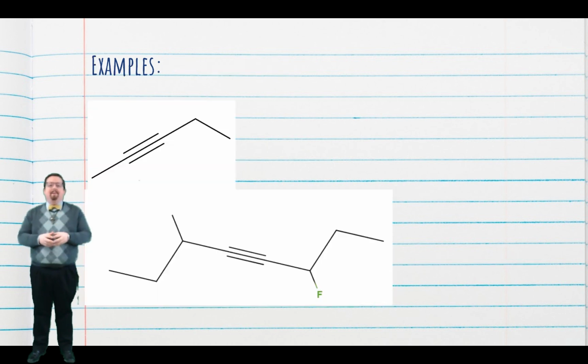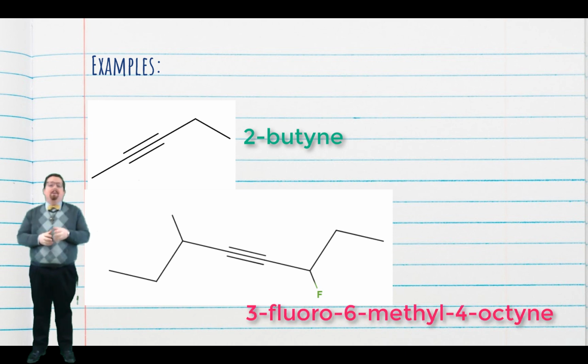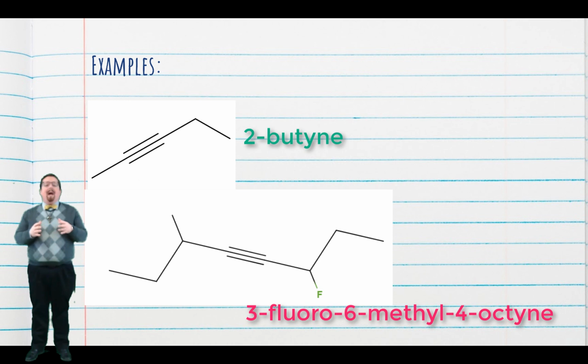Let's do some examples. Follow the same general rules as usual. What do you get for the first one? I got 2-butyne. How about the second one? Either way you number the chain, the triple bond lands on carbon number 4. So number with the first substituent or first alphabetically if they're the same. What do you get? I got 3-fluoro-6-methyl-4-octyne.